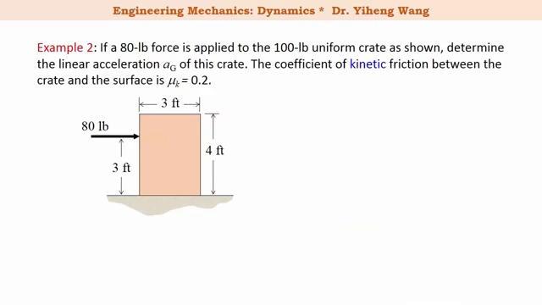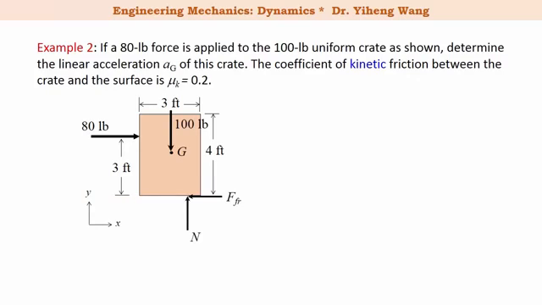Let's quickly look at this example involving dry friction. We have a uniform 100-pound crate with dimensions shown, and the coefficient of kinetic friction between the crate and the surface is 0.2. And an 80-pound force is applied on this crate, and we need to determine the linear acceleration of this crate.